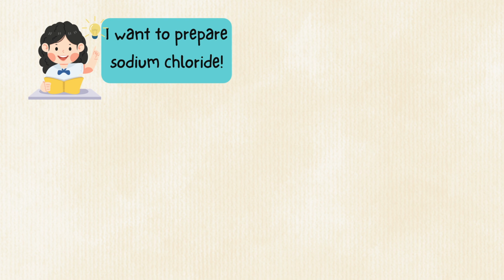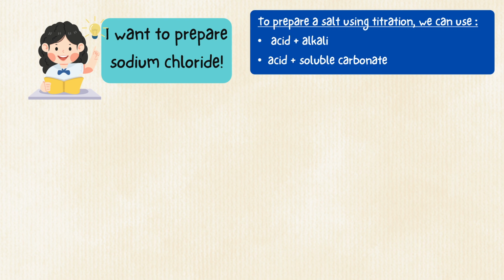Now let's take a look at our first example. If I want to prepare sodium chloride, now sodium chloride is a soluble salt, so we have to prepare sodium chloride using titration. Now in order to prepare any salt by using titration, the starting materials that we will require is an acid and an alkali, or an acid plus a soluble carbonate.